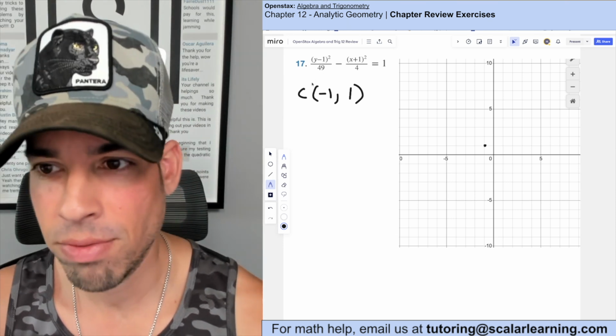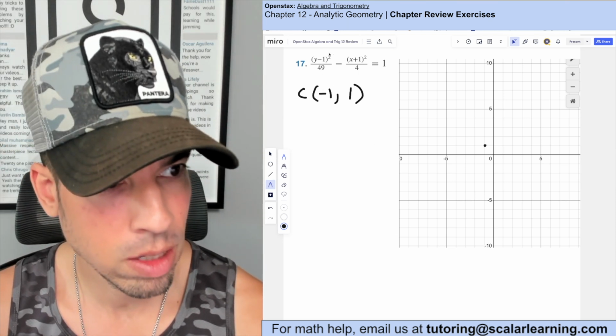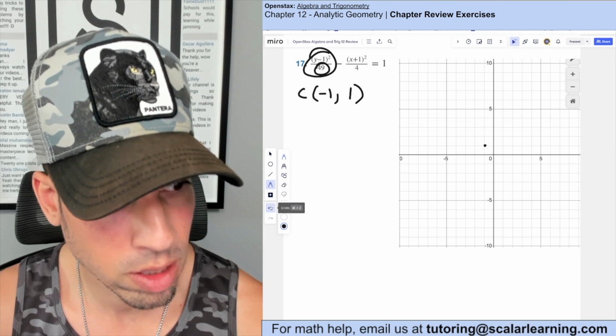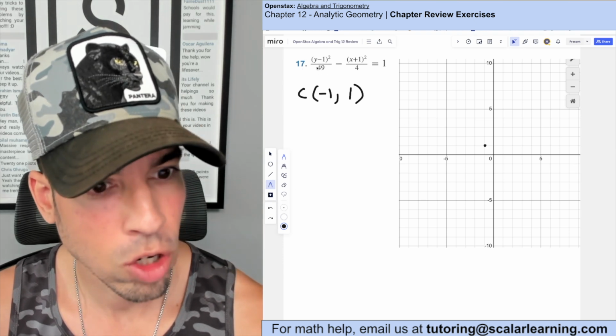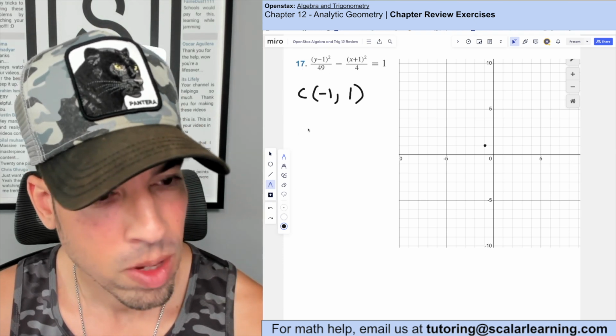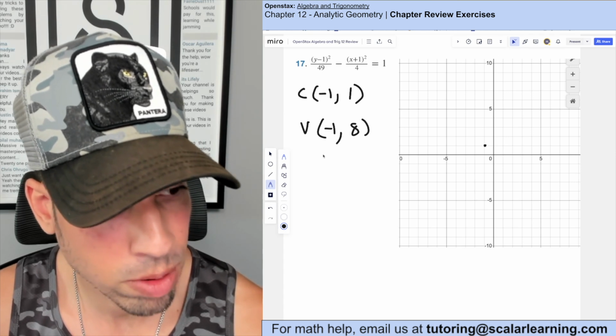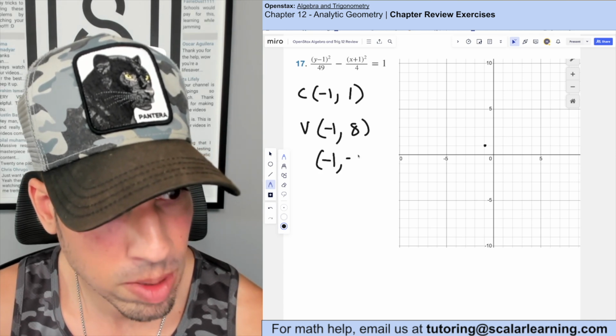Then I want to identify the vertices, right? And they're going to be, since it's going up and down, up from the center by the square root of this and down from it as well. So the square root of 49 is 7. So we're going to have vertices at -1, comma 8, right? 1 plus 7. And -1, comma -6, right? 1 minus 7.